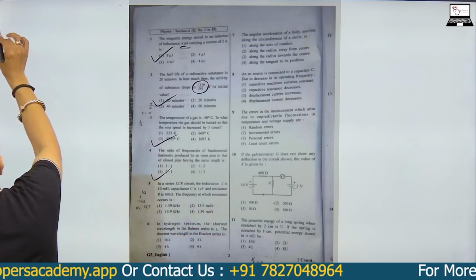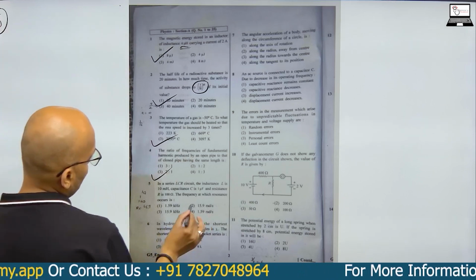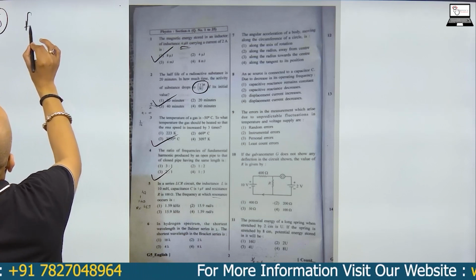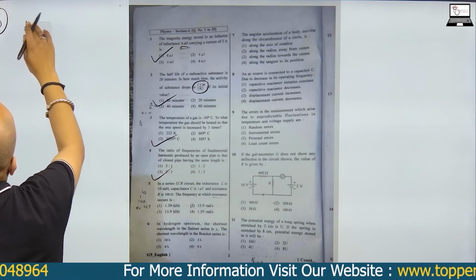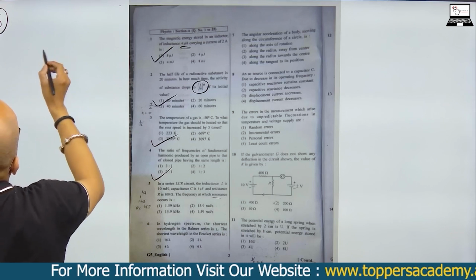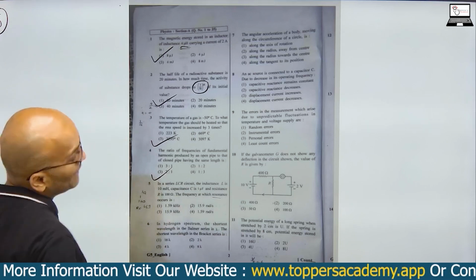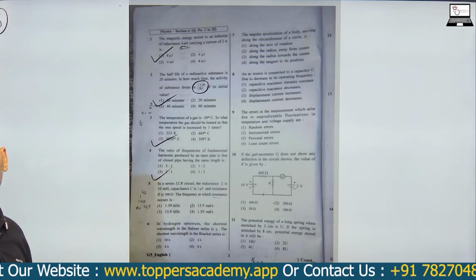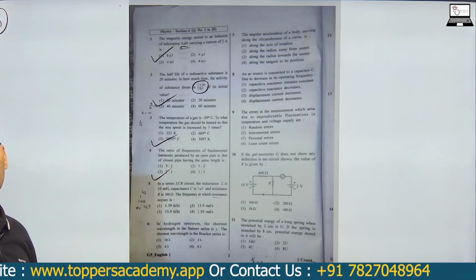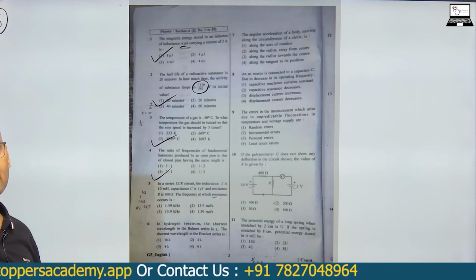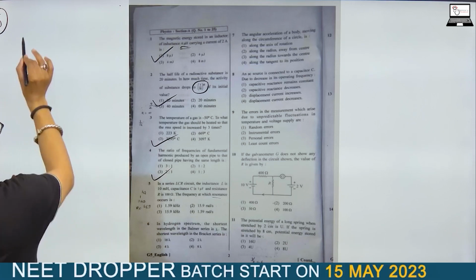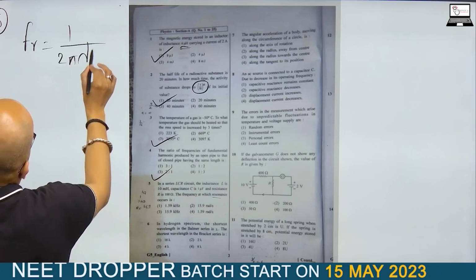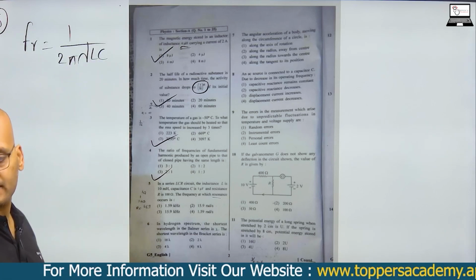now the series LCR circuit is given and we need to calculate resonance frequency. Now the direct formula of resonant frequency can be applied. What's the formula? F resonance is equal to 1 upon 2 pi under the root of LC. So FR is equal to 1 upon 2 pi under the root of LC. Yes or no?